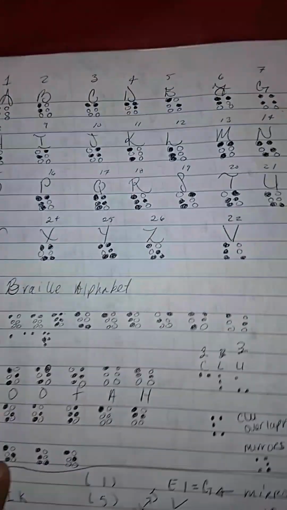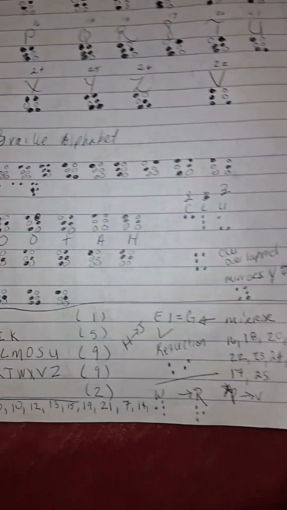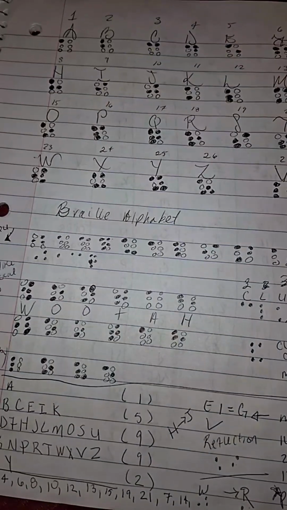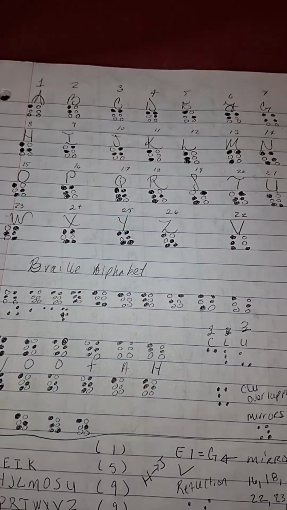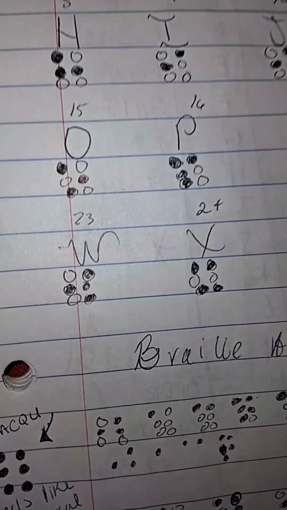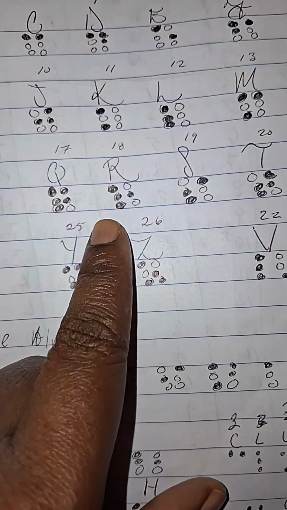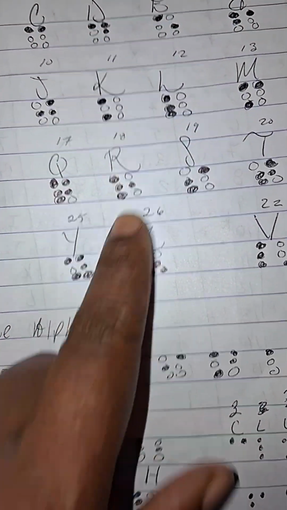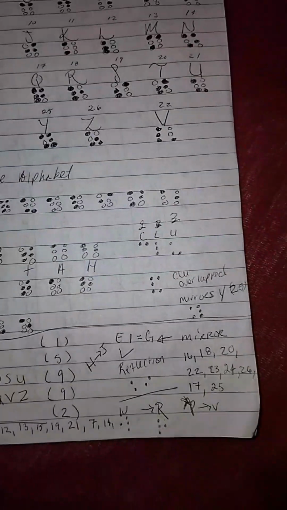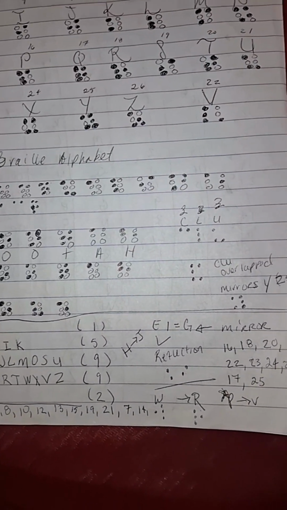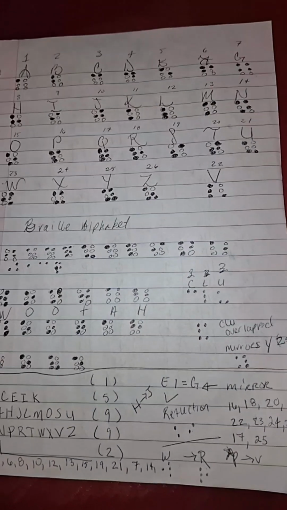Kind of reminds me of chess. Two down, one over. So then, what did I say? W and R does the same thing. W has the three dots in the right column and then just the middle dot, and R is the same, three dots and the middle, but they're like a reflection of each other. So I'm just picking up little subtle cues with this.